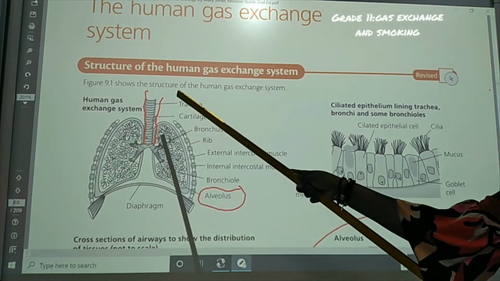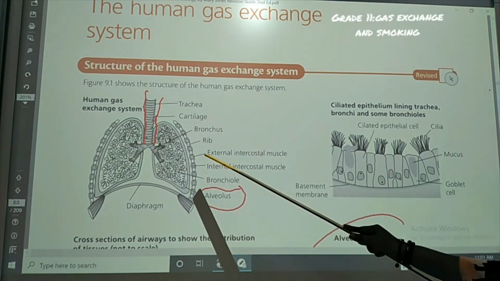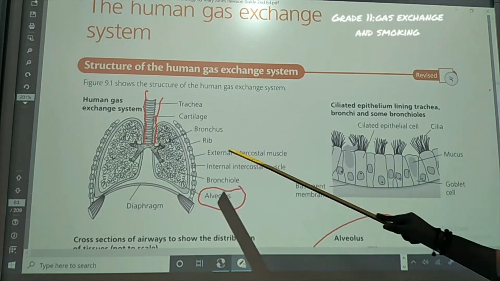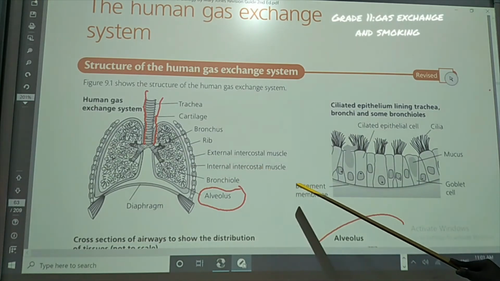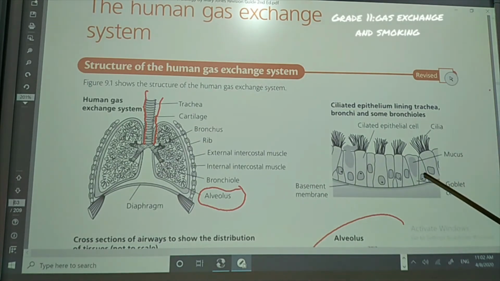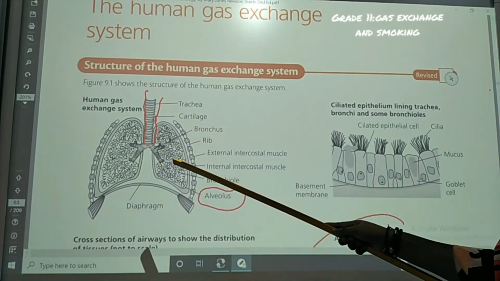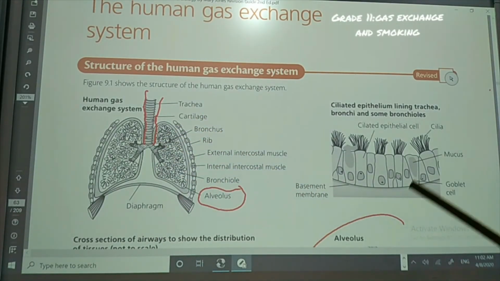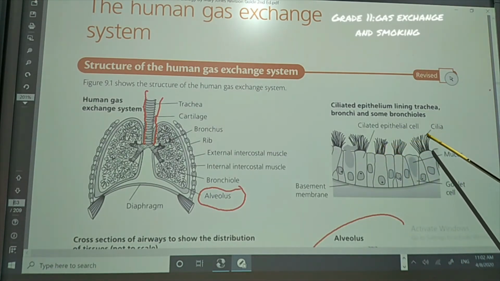This is the cartilage on the wall of the trachea outside, and we have the bronchus, the ribs, the external intercostal muscle, the internal intercostal muscles, the bronchiole, the alveolus, and the diaphragm. Okay, and we said that in the lining of the trachea, the bronchus, and sometimes the bronchiole, we have the ciliated epithelial cell. The ciliated epithelial cell contains the cilia.